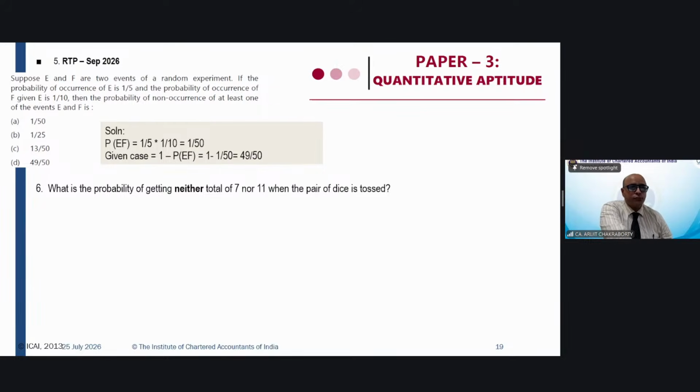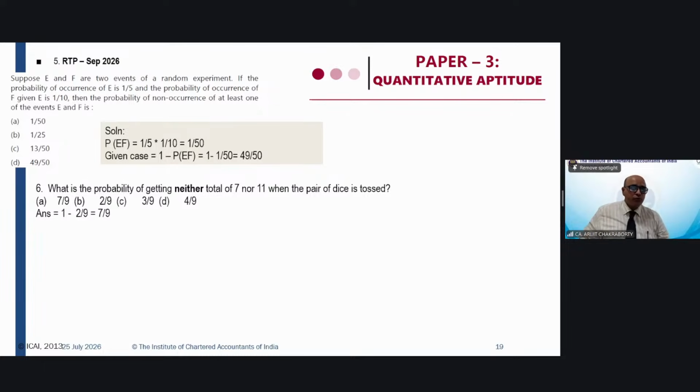The next question from the RTP September 2026 series is, what is the probability of getting neither a total of 7 nor 11 when a pair of dice is tossed? You are tossing a pair of dice, what is the probability of getting neither a total of 7 nor 11?